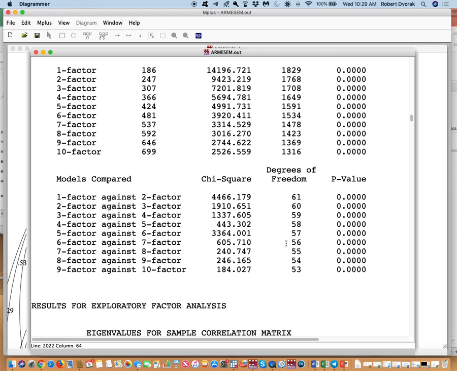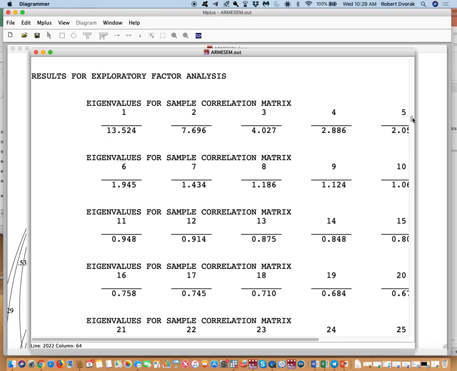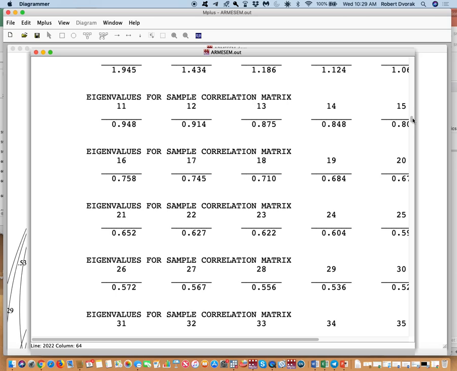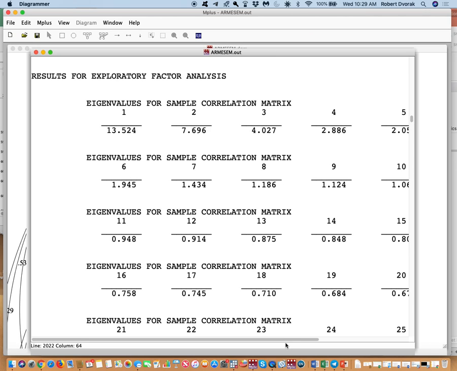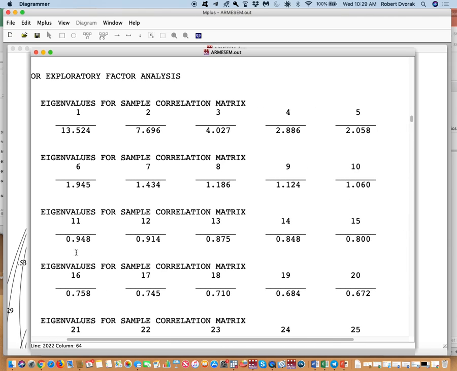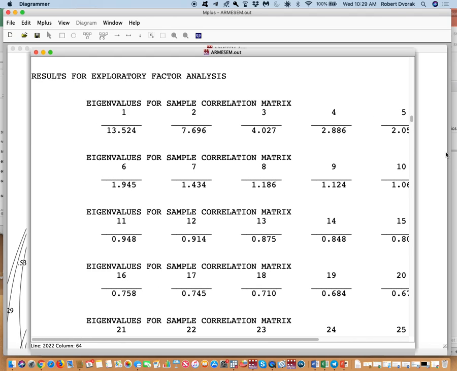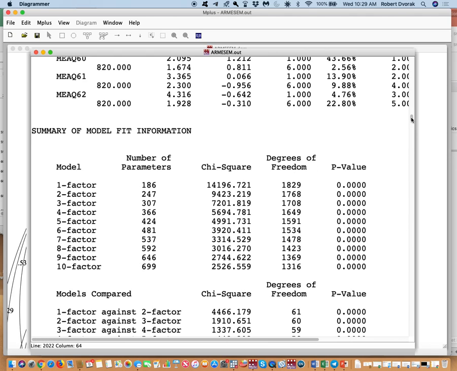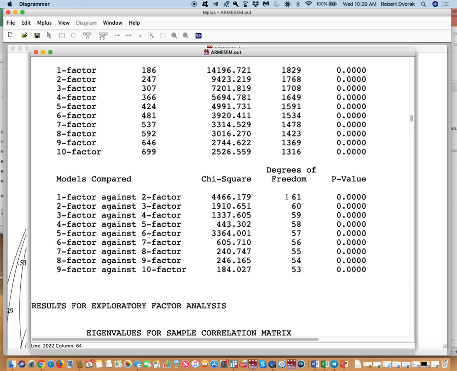The way that I would think about this is, let's have a look at the eigenvalues. So we have eigenvalues that stretch all the way to 10 and are still above 1, right? At 10 we are right here, and then at 11 it drops off. We can go through and look at all of the models and see how they fit. But the thing that's really telling for me is this piece right here.